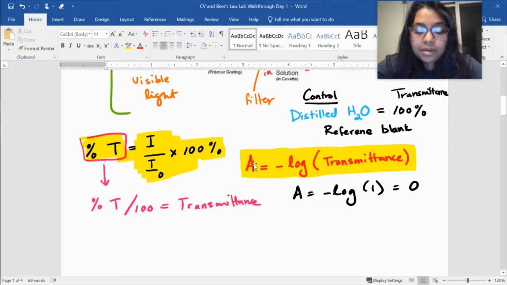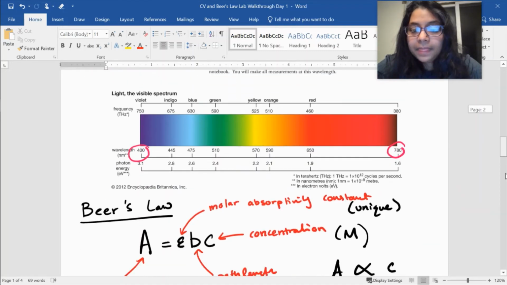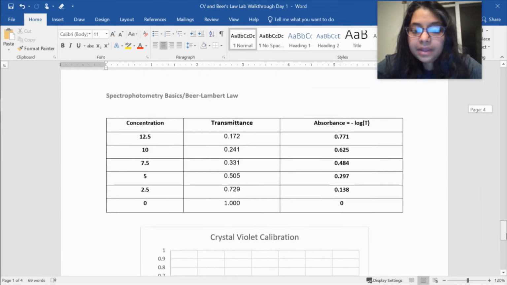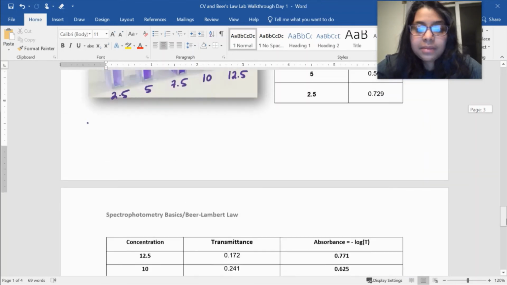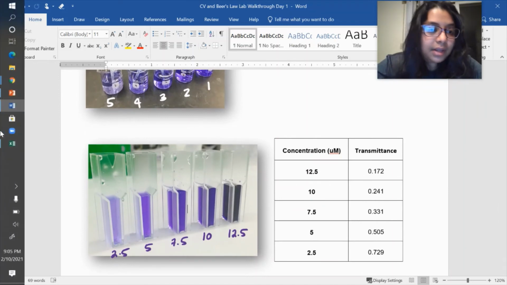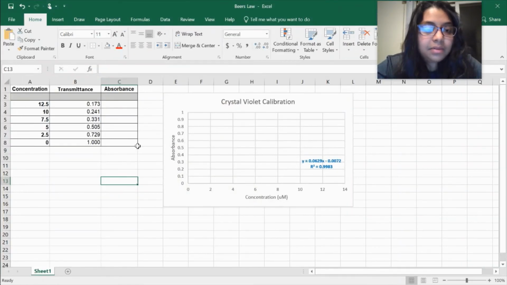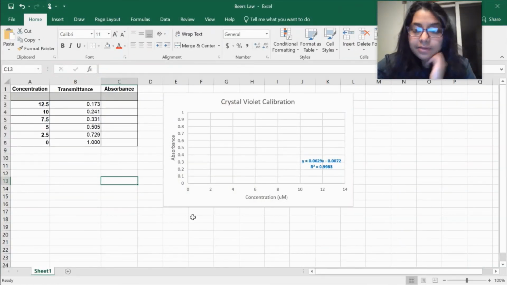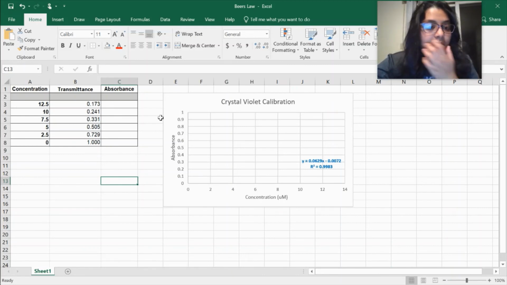So here is the equation for absorbance. Absorbance is equal to the negative log of the transmittance value. So you got your percent transmittance, you divided by 100 to get your transmittance, and then absorbance is equal to negative log of that. Okay, so I have a table here, but actually I'd rather do this in Excel. I set up the tables already, and the graph is ready to take in data.